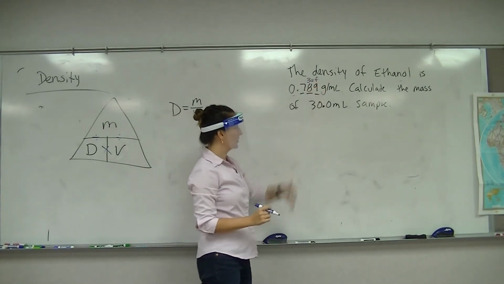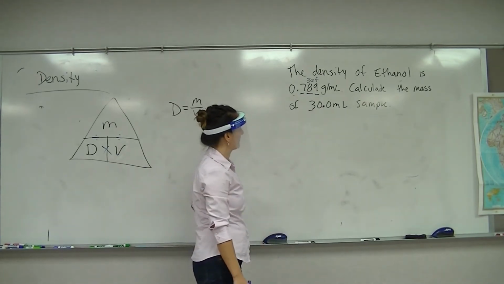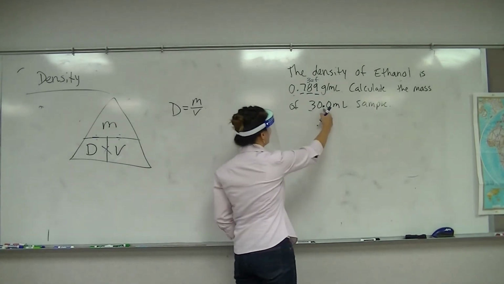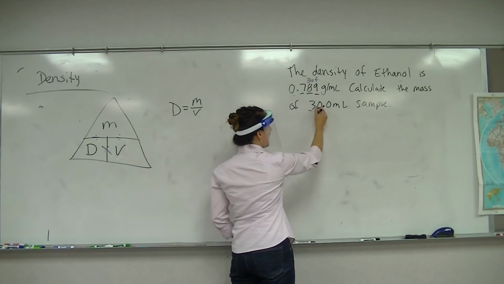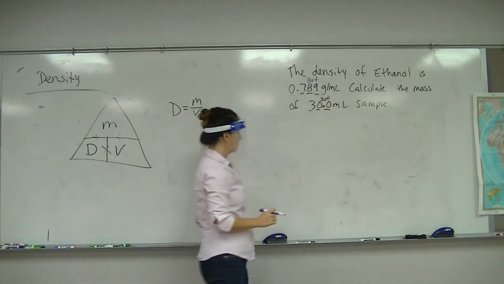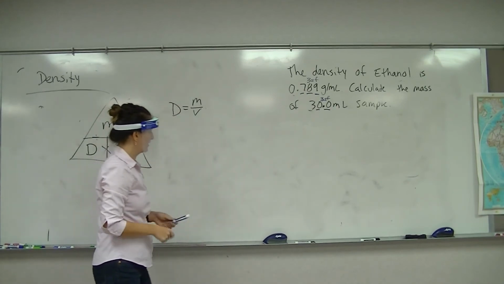But what about 30.0? We know the 3 counts, but do the zeros count? Yes. Why? Decimal, exactly. We start counting at the 3, and since there's a decimal, any zeros after the 3 will count. So it is 3 sig figs. Good. A lot of people want to say 1 on that one. All right.